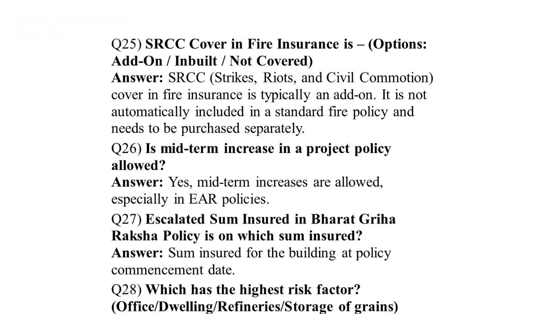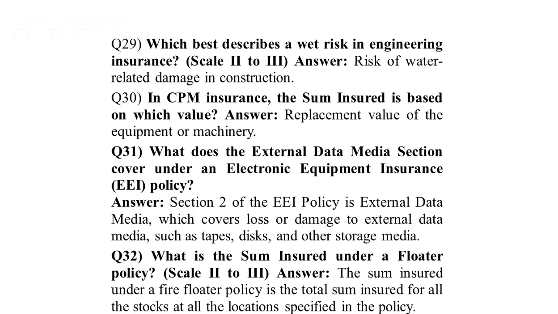Q28, which has the highest risk factor? Office/dwelling/refinery/storage of grains. Answer, refineries. Q29, which best describes a wet risk in engineering insurance? Answer, risk of water-related damage in construction. Q30, in CPM insurance, the sum insured is based on which value? Answer, replacement value of the equipment or machinery.